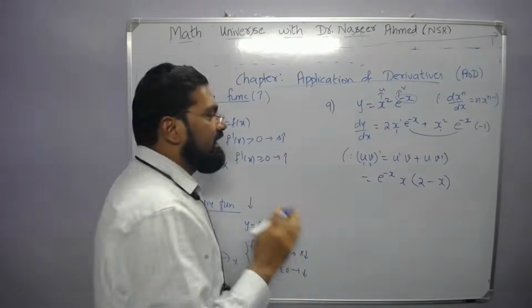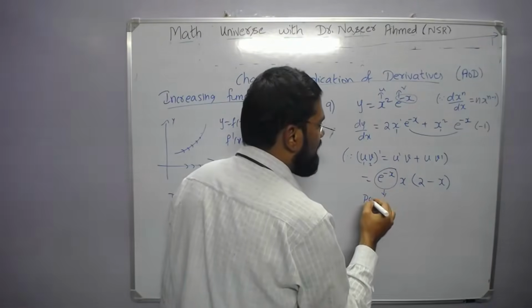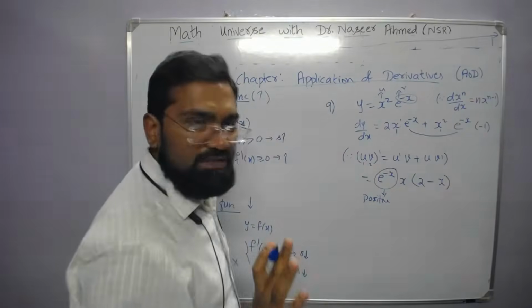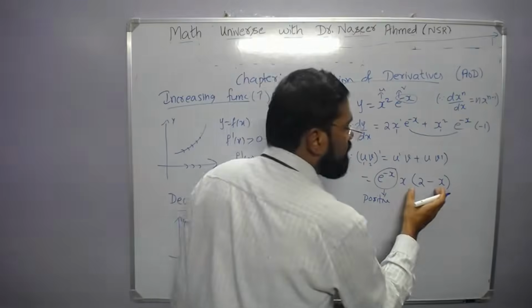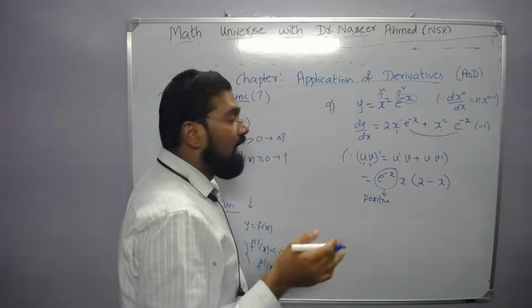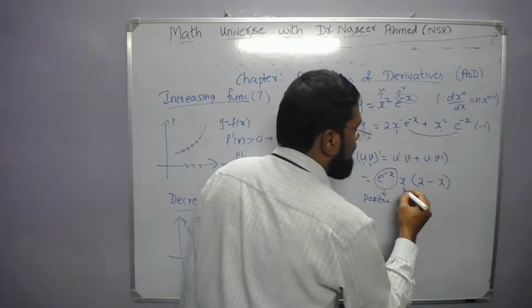Correct now? See, this is our exponential function. Exponential function is always positive, so there is not much role for the exponential function. We only have to take the roots of this, and then we are going to go for the Wavy Curve method. I'm also going to teach you the Wavy Curve method today. Just see carefully. So find the roots of this.